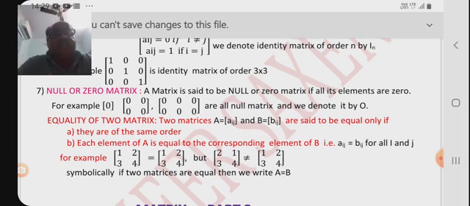In our case, the given example is 1 2 3 4 equals 1 2 3 4, that is, first element 1 1 equals 1 1, second element 1 2 is 2 in the first matrix, equal to the 1 2 element 2 of the second matrix. Similarly, all corresponding elements are equal. But in the next example, 2 is not equal to 1. First element 1 1 is 2, in the second matrix it is 1. So they are not equal matrices. Equal matrices can be represented symbolically by A equals B.